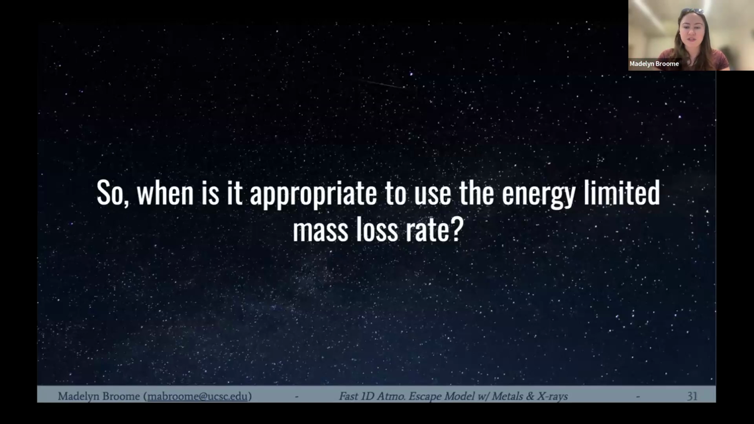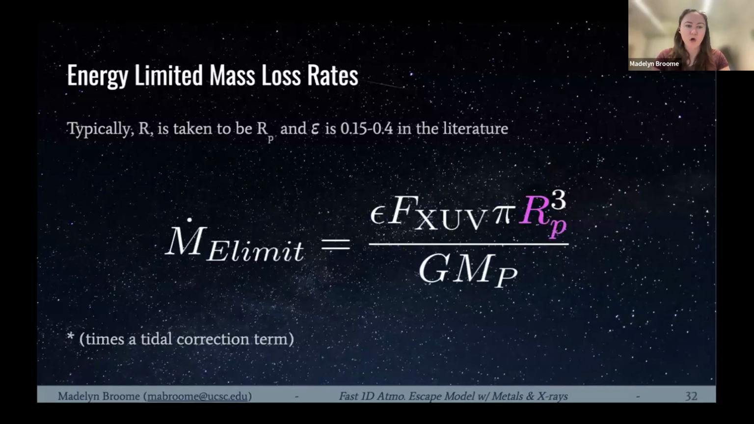So when is it appropriate to use that energy limited mass loss rate? You don't always want to pull these sorts of tools out of the closet and download some new code and learn how to use it. Well, returning to this equation, we'll remember that the way we typically calculate energy limited mass loss rate is as a function of RP, the slant path optical radius.